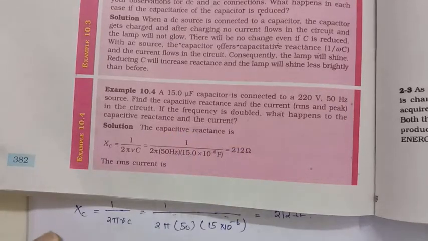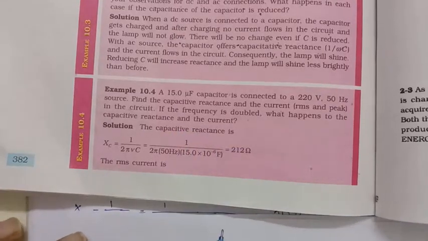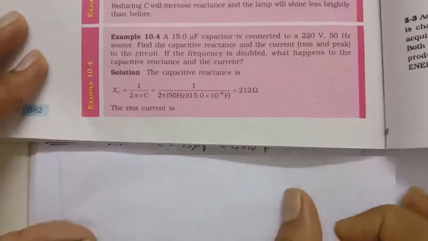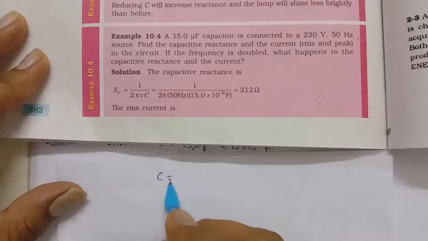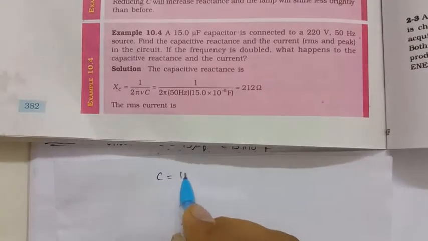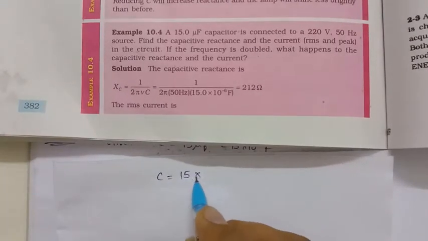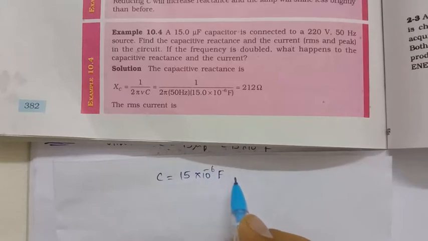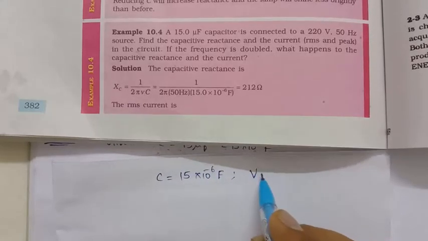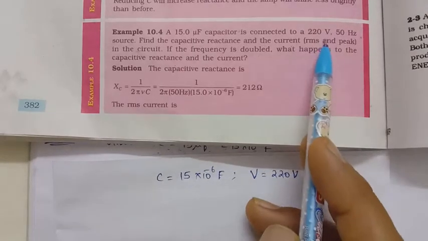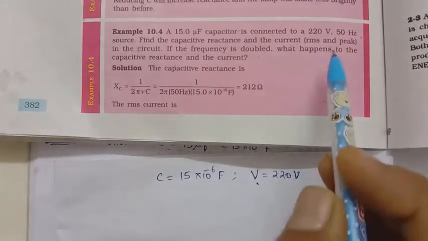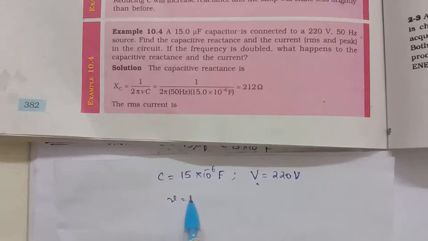What is given? The capacitance C is equal to 15 microfarad, which means 15 into 10 power minus 6 farad. And what is the voltage? Capital V is equal to 220 volts. Here there is no mention of the sine component, that's why it is capital V. And what is the frequency? Nu is equal to 50 Hz.